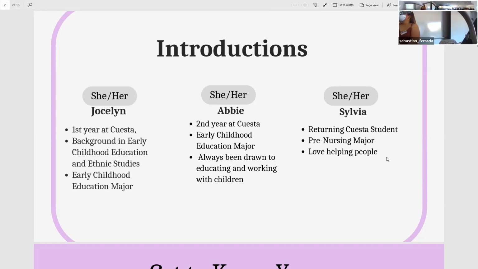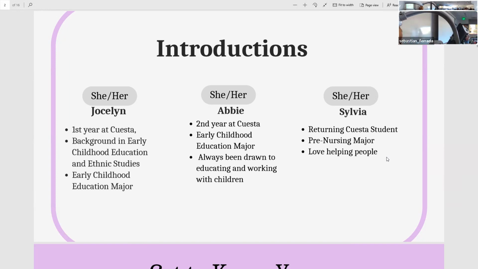My name is Abbie. My pronouns are she, her. I am a second year at Cuesta, and I am an early childhood education major as well. And really, since I can remember, I've been interested in working with children and always found myself in positions to work with others and educate.